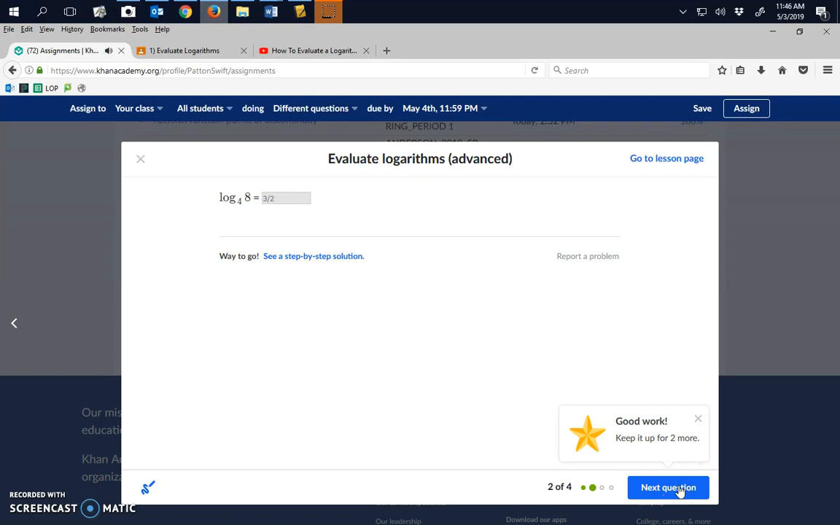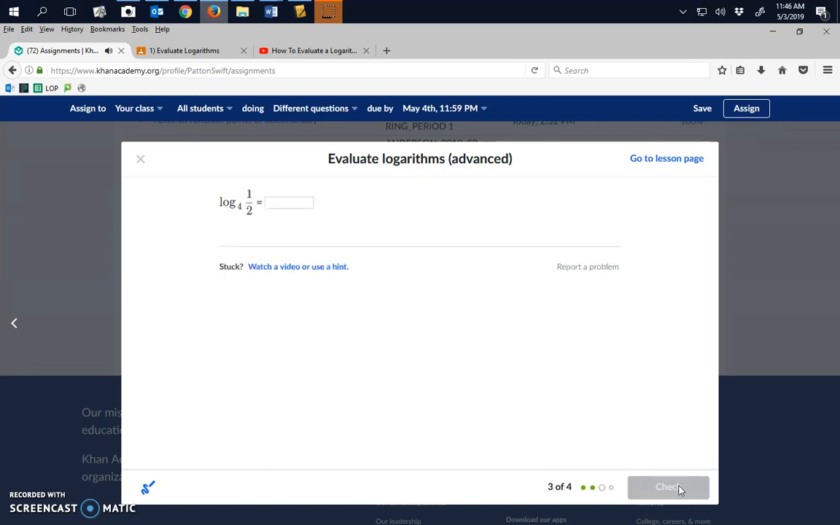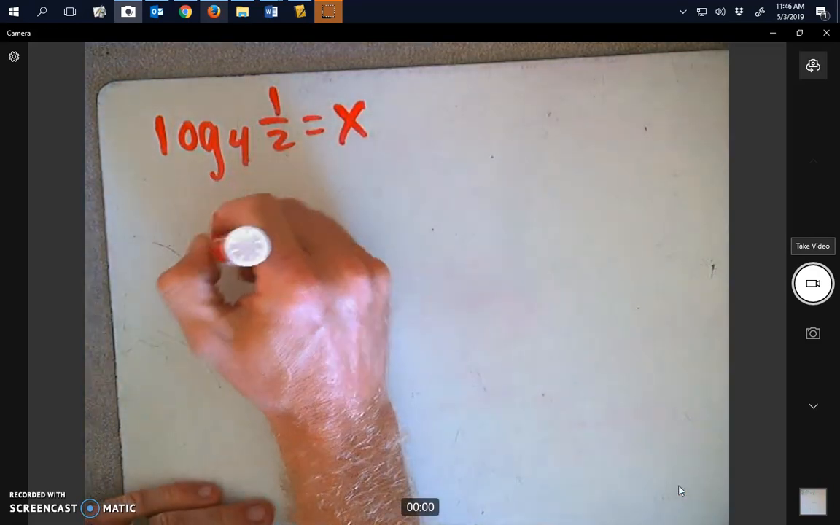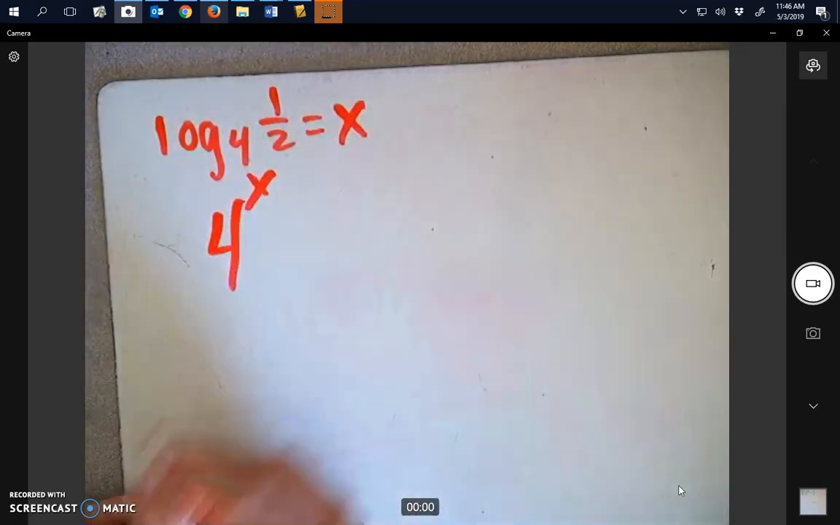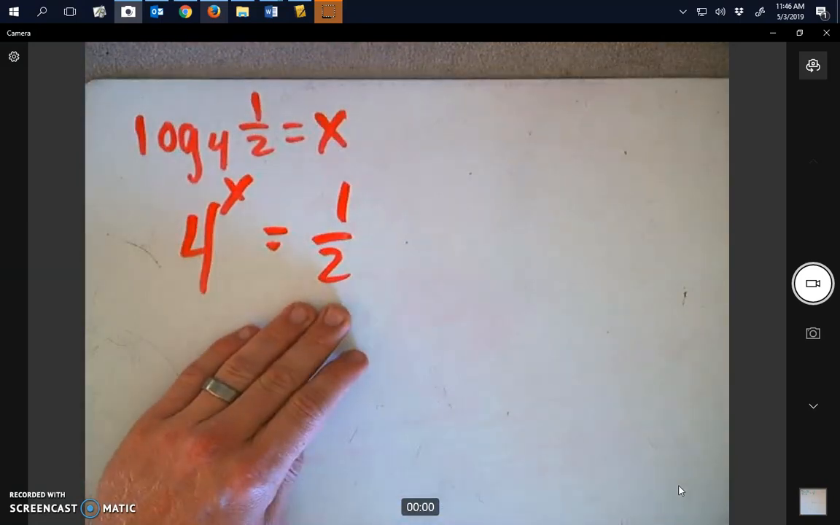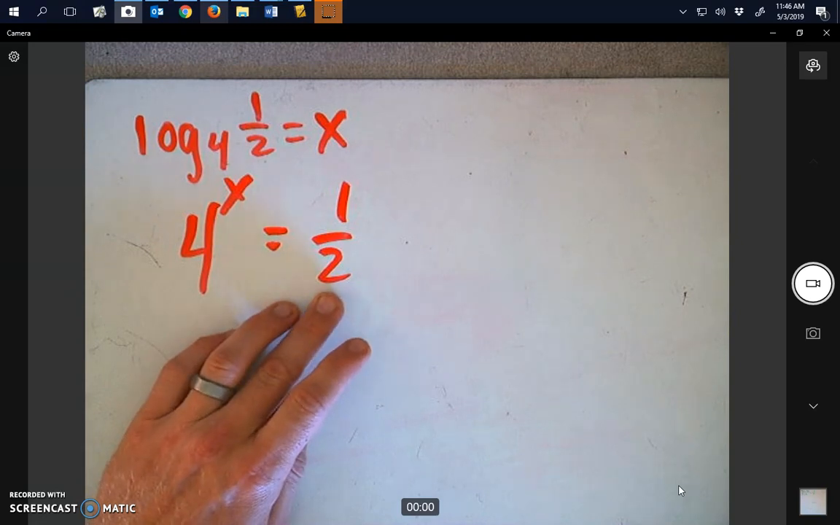Next question. So log base 4 of 1/2 is equal to our unknown. All right, so let's once again rewrite it in exponent form. So our base is 4, our exponent is x, and it's equal to 1/2. All right, so now we have a fraction over here. We can rewrite this fraction.